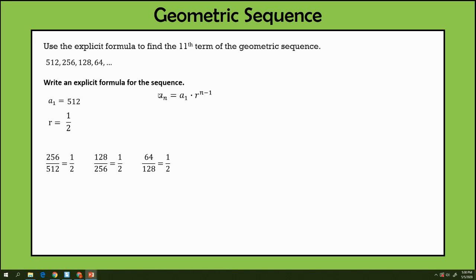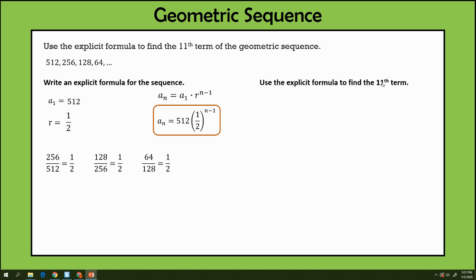Here's our general formula. A sub n equals a sub 1 times r to the n minus 1. I'm going to replace a sub 1 with 512, and I'm going to replace r with 1/2, and it would look like this. So to find any number in this sequence, whatever term it is you want to find, I can put that number in place of n in both these positions, and this will generate that answer.